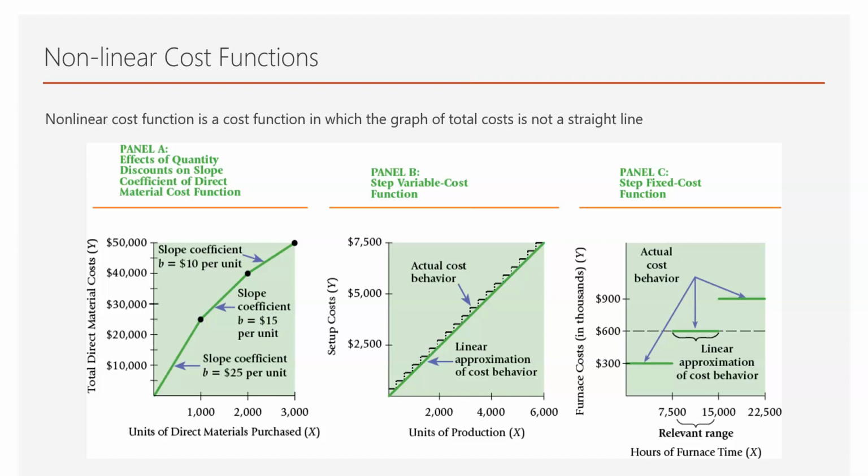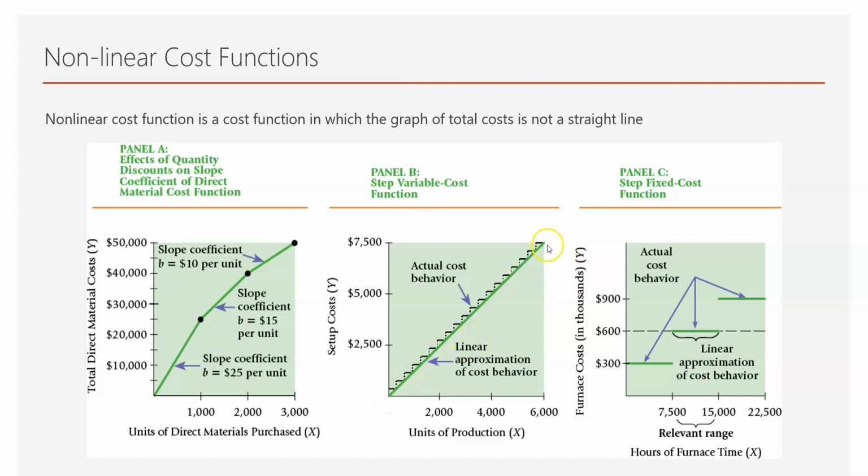Now let's look at panel C, the step fixed cost function. It has the same thing, but unlike the step variable cost function, where the linear approximation looks to be a straight line, it's an approximation of cost.